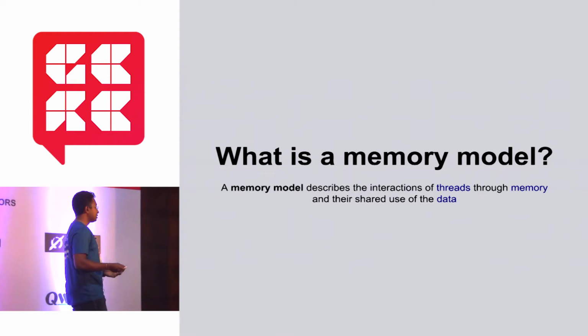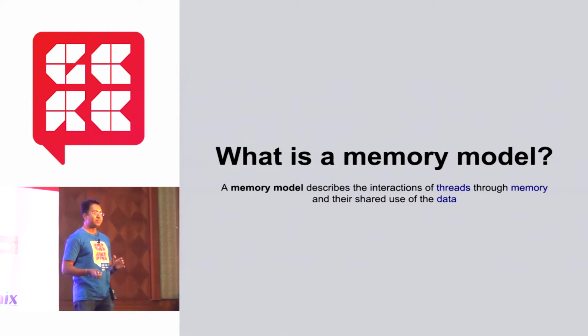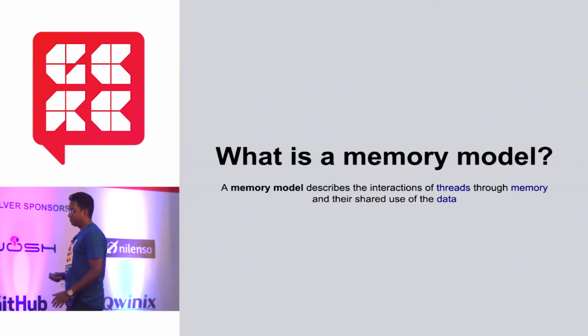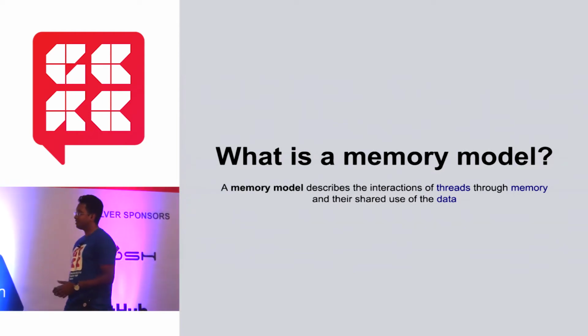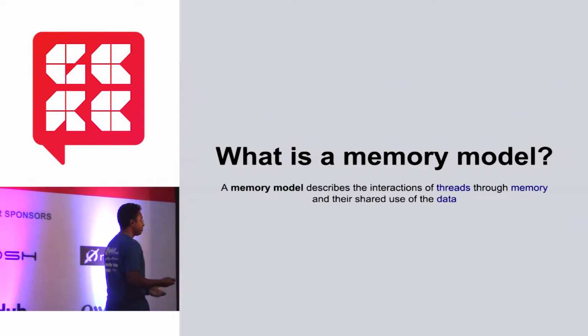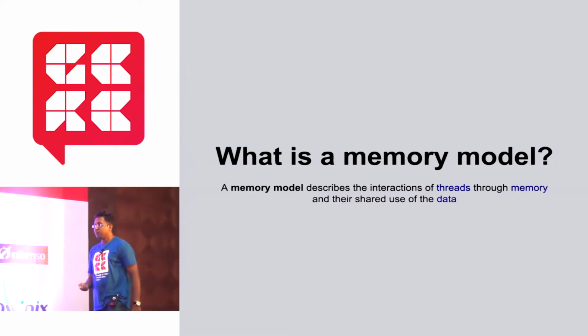A memory model describes the interactions of threads through memory and their shared use of data. So this is straight out of Wikipedia, right? If you just read it first, either you're going to think it's really simple and probably even look stupid, but otherwise you might not even understand. So I was the second category. So what does this all mean?